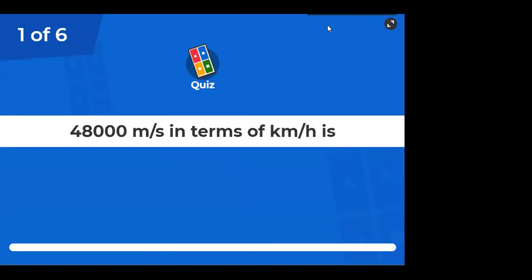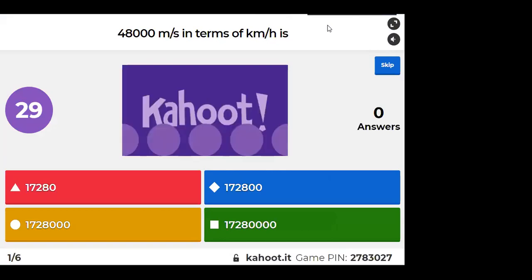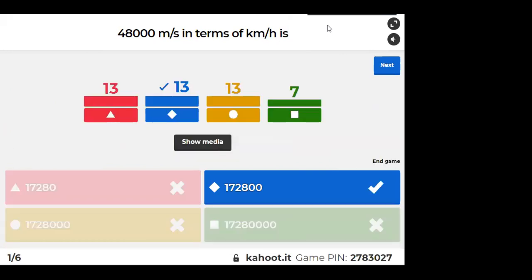For 48,000 meter per second in terms of kilometer per hour is, everyone think about it. You have to convert meter per second into kilometer per hour. Okay, so most of you are wrong. Now let us see step by step.